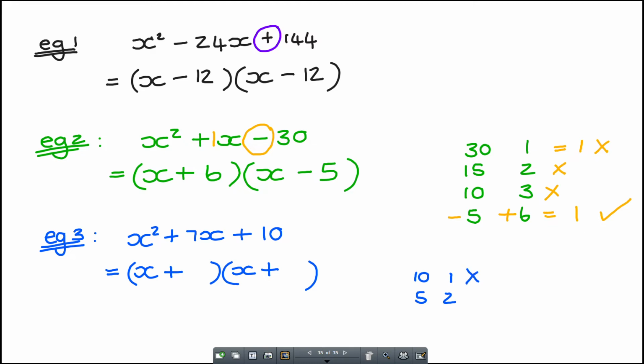That's not going to work. That will work. What would I say? Plus 5, plus 2. Now we're getting there, no? Yeah, but have a look again.